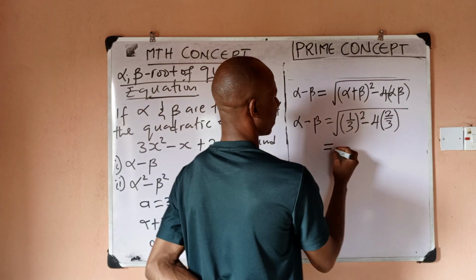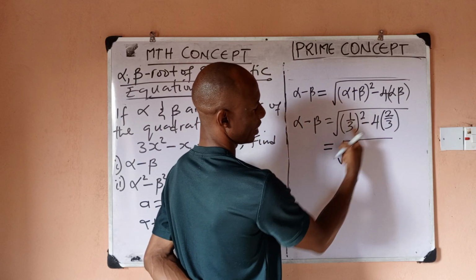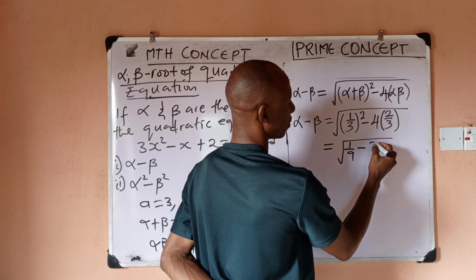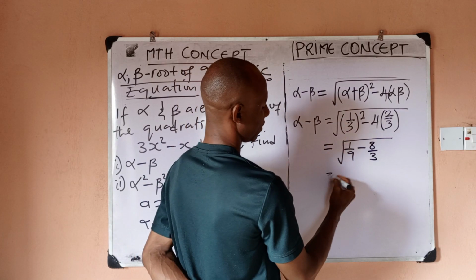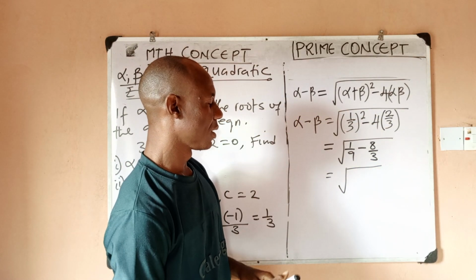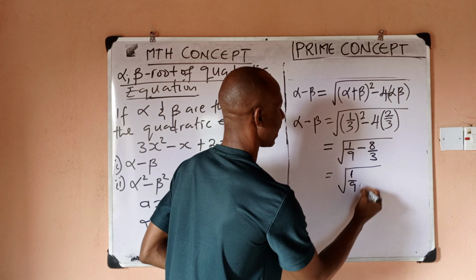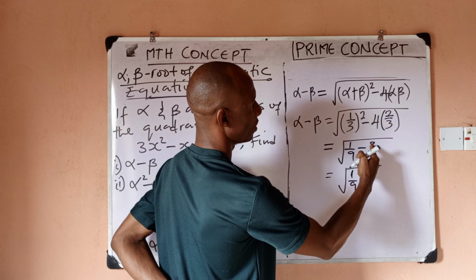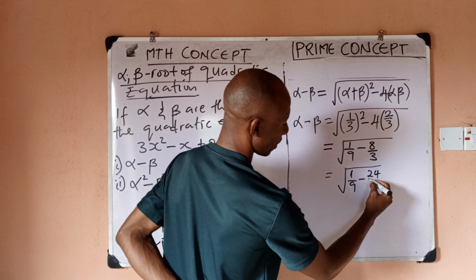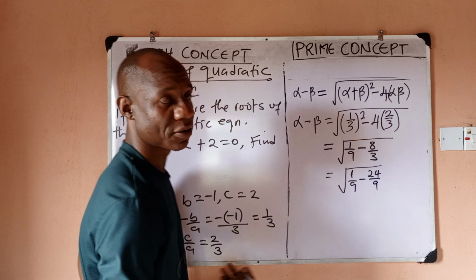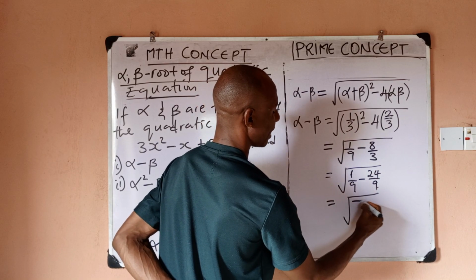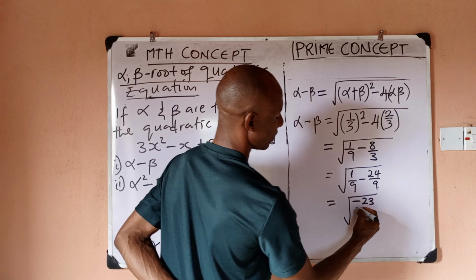So upon simplifying this, I would get the square root of 1 over 3 all squared, the same thing as 1 by 9. Then minus 4 multiplied by 2 is going to give me 8 over 3. So if I solve my LCM, it's very easy to just multiply this by 3, multiply this by 3. So I would have 1 over 9 minus 8 multiplied by 3, 24, divided by 3 multiplied by 3, which is 9. So this is a simple way of solving this. You can see that the denominators are the same. So I have the square root of 1 minus 24 is minus 23, divided by 9.